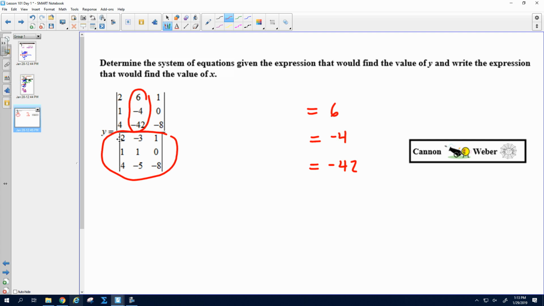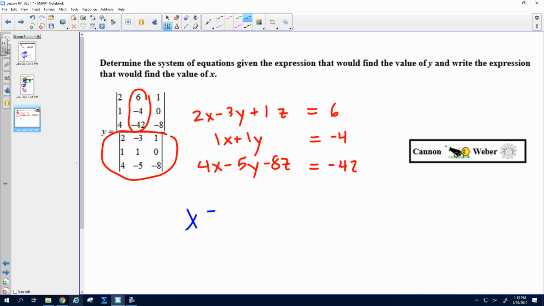So if I was going to write it, this would be 2x minus 3y plus 1z. And this would be 1x plus 1y. If you wanted to put a 0z there, you could, or you could leave it blank. And this would be 4x minus 5y minus 8z. So there's the expression that we're looking for. And then it says after that, find the expression that would find the value of x.